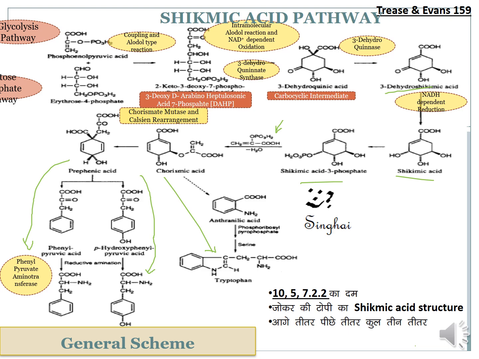So you can see in this part of the shikimic acid pathway what is happening. This is a 10-step reaction: 1, 2, 3, 4, 5, 6, 7, 8, 9, and 10.